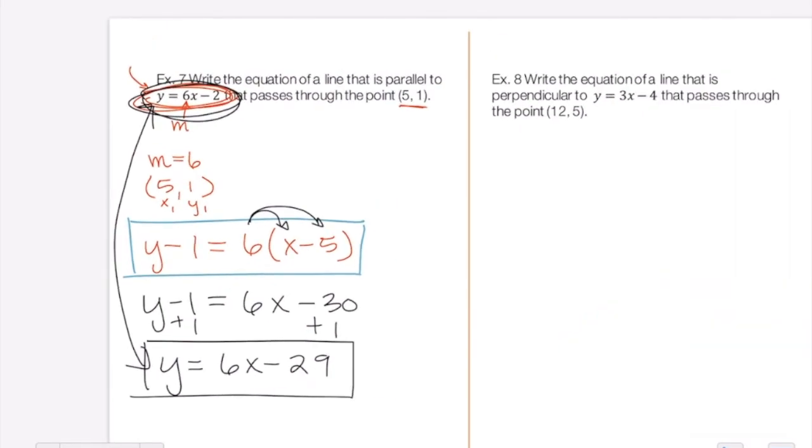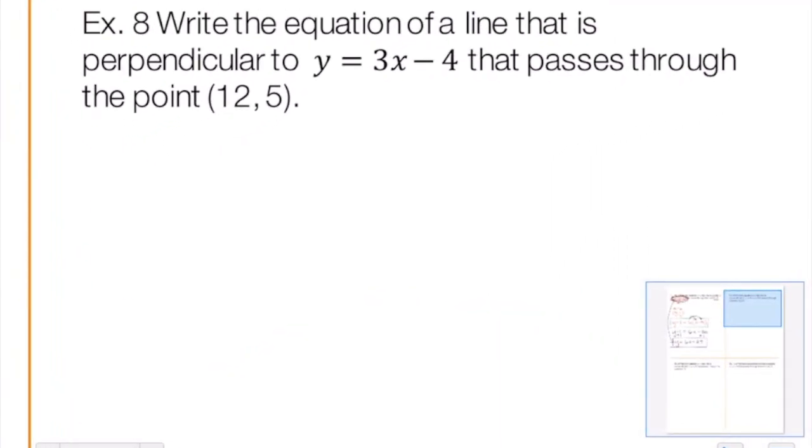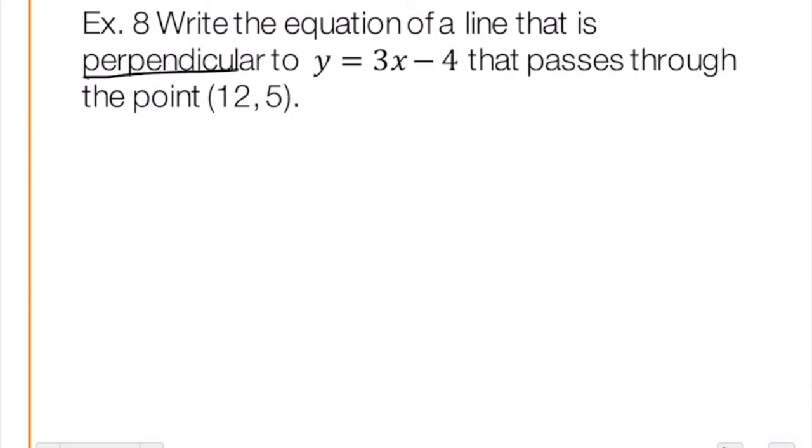All right, so for example 8, we're going to write the equation of a line that is now perpendicular to this line given. Well, why do we need that equation? Only because it helps us find the slope. If the slope of the line that we're comparing to is 3, and we want a line that's perpendicular to that one, remember, we're going to flip the slope. So instead of 3 over 1, we're going to put 1 over 3, and because the original line was positive, our slope is going to be negative.